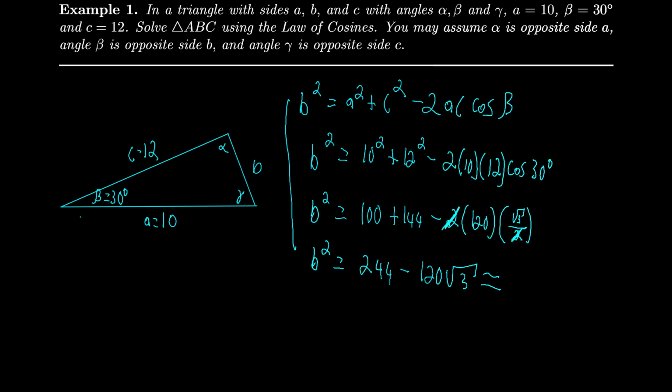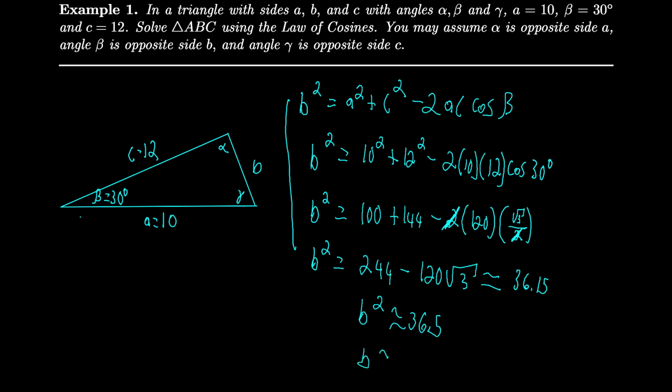So if you take 244 minus 120 square root of 3 and plug it into a calculator, you'll get somewhere around 36.15, it looks like. So then we get that b squared is about 36.15. But you'll notice that we're solving for b and not b squared. So we have to take the square root of both sides.